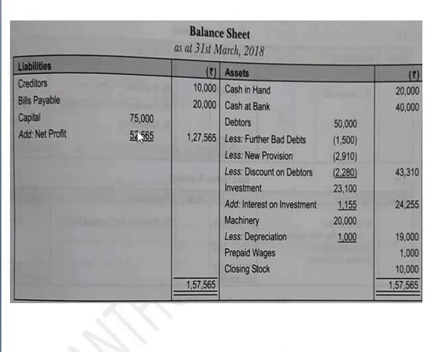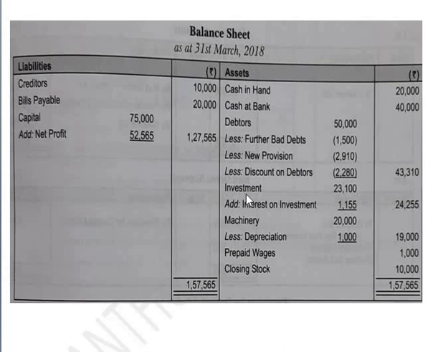On the credit side, you have capital of rupees 75,000. Since it is a net profit, you have to add the net profit, so your capital comes to 1,27,565. Then cash in hand and cash at bank you get from the trial balance. Then debtors from the trial balance is rupees 50,000. Then you less the further bad debts, you less the new provision, then you less the discount on debtors. So debtors as on 31st March 2018 will come to rupees 43,300.